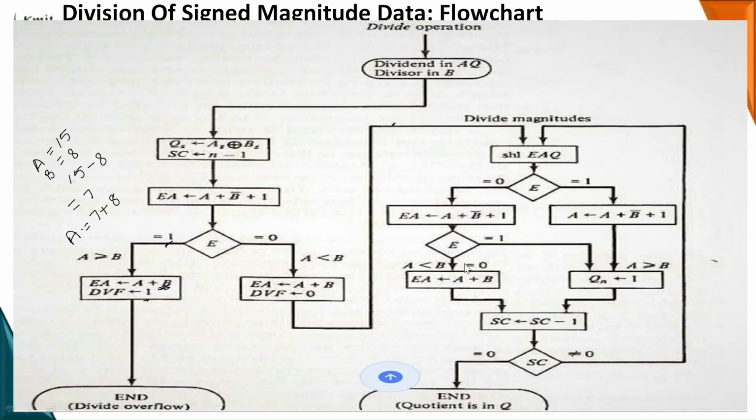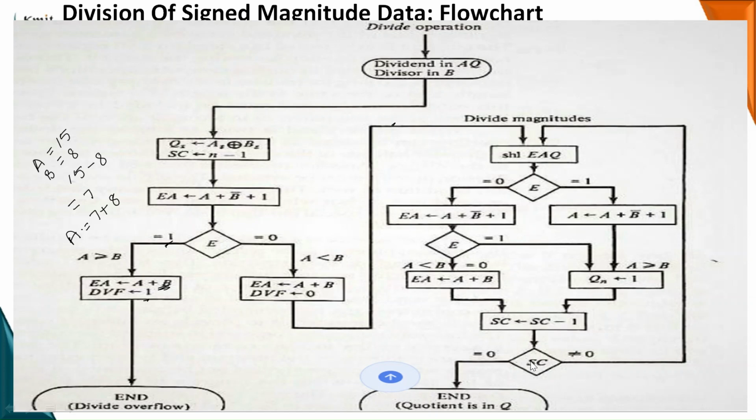If the value of E is equal to 0, it means that A is less than B. In that case, you have to perform an addition operation on the contents of A and B and decrement your sequence counter. On this side, when E is equal to 1, you perform a subtraction of A minus B, and the resultant value will be the value of A. It means that A is greater than B, so you have to insert 1 in the Qn-th position. And the sequence counter should be decremented by 1. And now you have to check the sequence counter.